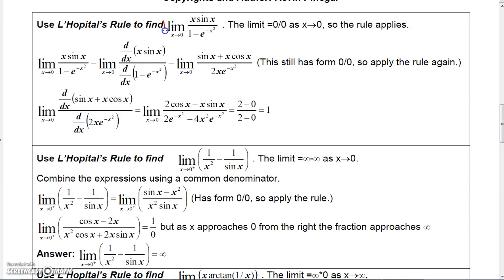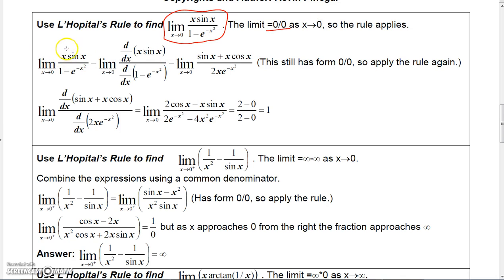There's some cases where you have to apply the rule twice. So if you look at this one, you get x sine x over 1 minus e to the negative x squared as x approaches 0. Well, the top's going to go to 0 and the bottom's going to go to 1 minus 1, which is 0. So the limit's going to equal 0 over 0 as x approaches 0, so the rule would apply.